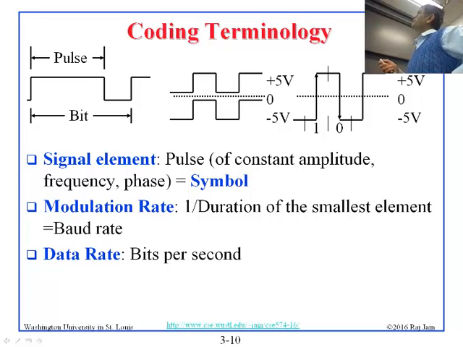So these are elements. And this is a bit. And here the coding is very simple. It says that you could have minus 5 volt or plus 5 volt. And in some cases the coding says that it is not the level, it's the transition which makes 0 or 1. So if we transition from low to high, that is a 1. If we transition from high to low, that is a 0.